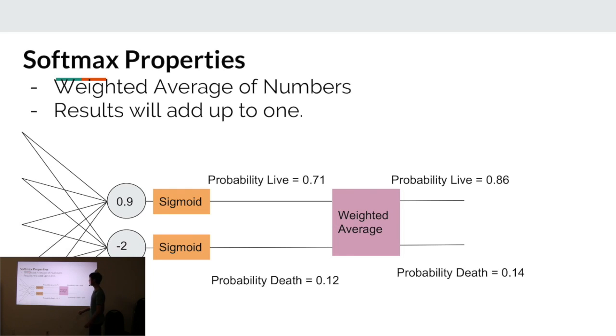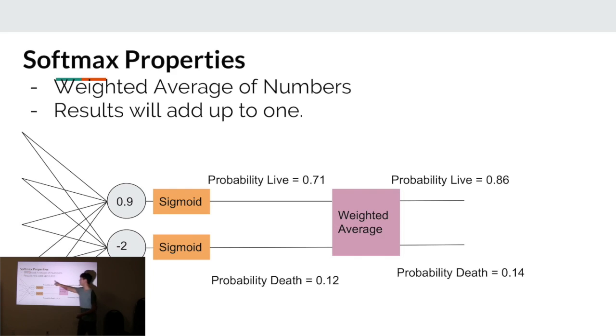Let's say you've already done your neural network calculations, and your final neurons have values of 0.9 and -2. We first put them through the sigmoid independently, and then we get different probabilities. Since it's sigmoid, the probabilities are going to be from 0 to 1 and 0 to 1. Then we take a weighted average to get new probabilities, and what this weighted average does is that the results will then add up to 1. That makes more sense that way.